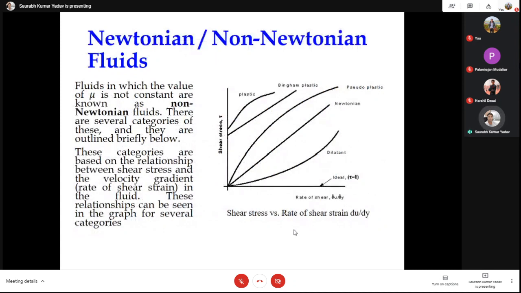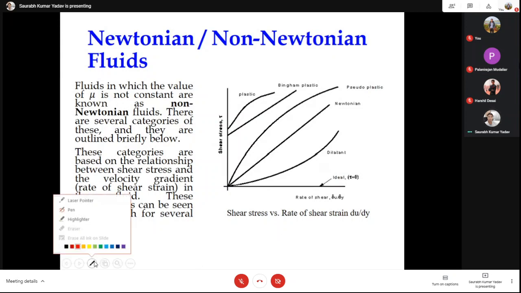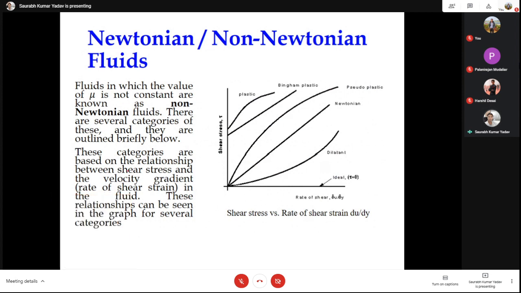So these are some classifications of Newtonian and non-Newtonian fluids. Here is a very good representation, the graph that you can see in this figure. This one is a plastic. This one is Bingham plastic. This one is a pseudoplastic. Pseudoplastic, as I told you, ice cream is an example of a pseudoplastic fluid.